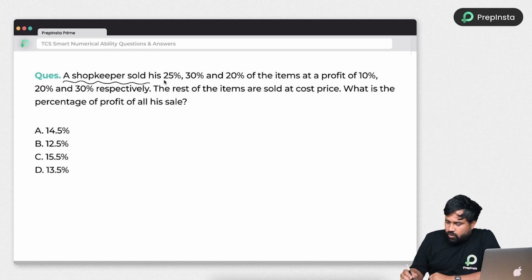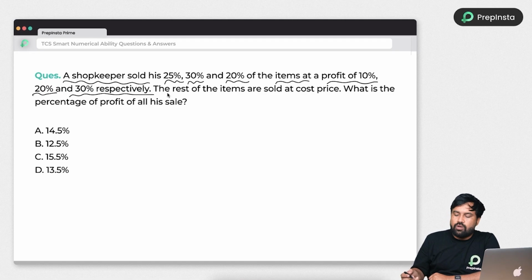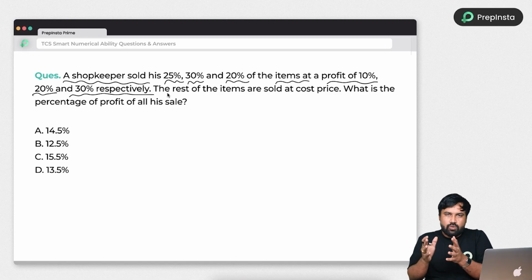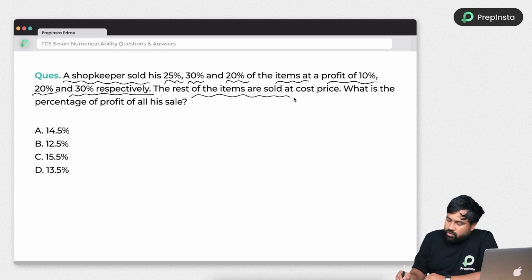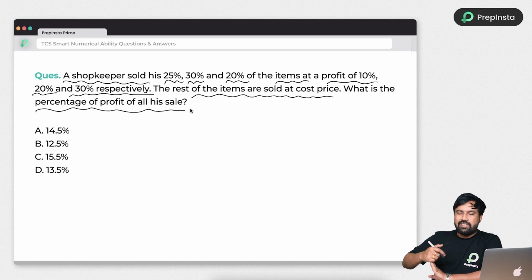A shopkeeper sold 25%, 30%, 20% of his items at a profit of 10%, 20% and 30% respectively. Okay, some portion of his goods or items is selling at different profits, right? And the rest of the items are sold at cost price. What is the percentage profit on all his sales?